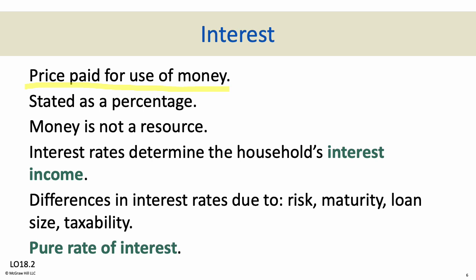And the pure rate of interest is a hypothetical risk-free rate and only compensates investors for time preference. No interest rate that we pay or earn is a pure rate of interest. They are all modified by things such as risk. They're modified by things such as time. They're modified by things such as inflation. All of that stuff is what's modifying the interest rates we pay. The pure rate of interest is hypothetical.